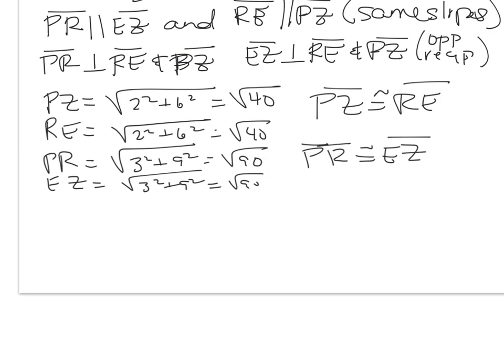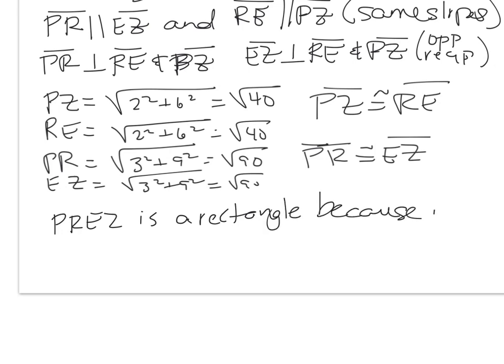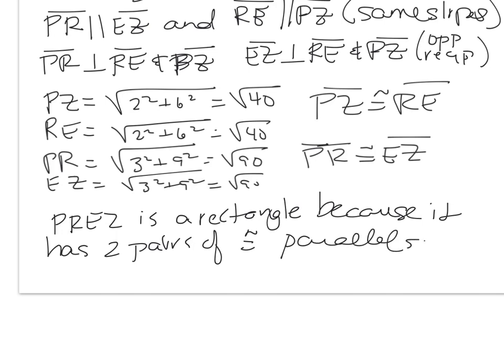So our concluding statement is PREZ is a rectangle because it has 2 pairs of congruent parallel sides and 4 right angles.